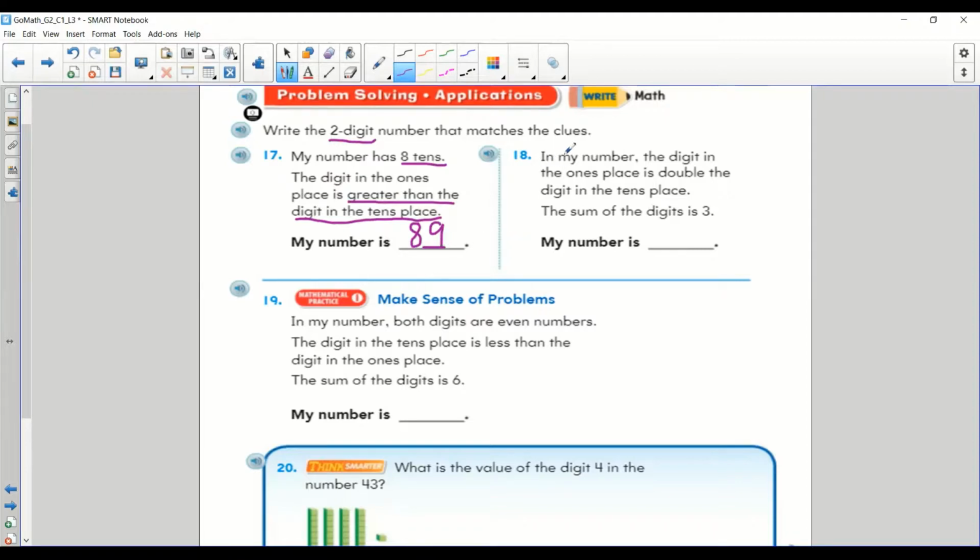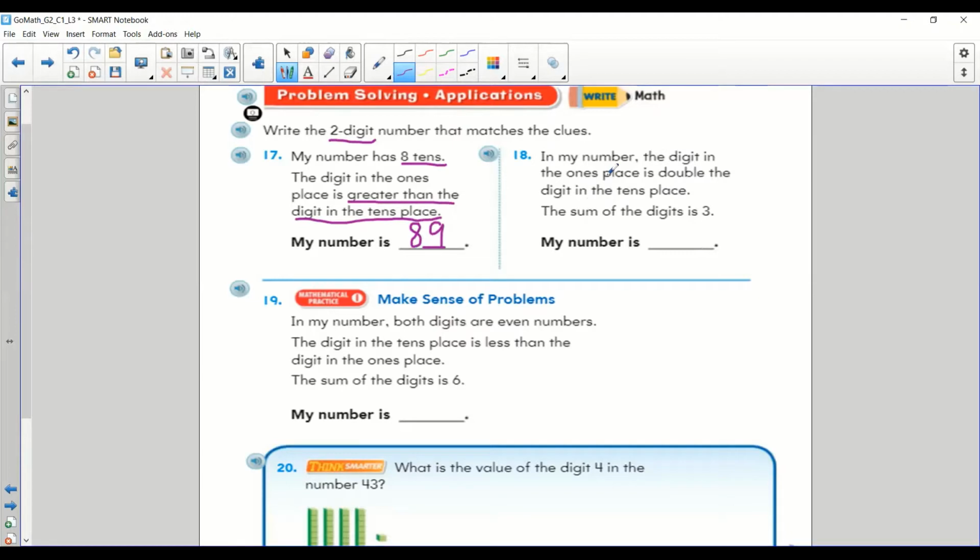And in this clue, in my number, the digit in the ones place is double the digit in the tens place. Do you know how to double? That means that you add the same number. So the sum of the digits is 3. So that means that we have two numbers, and when you add them together, it equals 3. What two numbers can you add together to get 3? Well, probably 1 and 2.